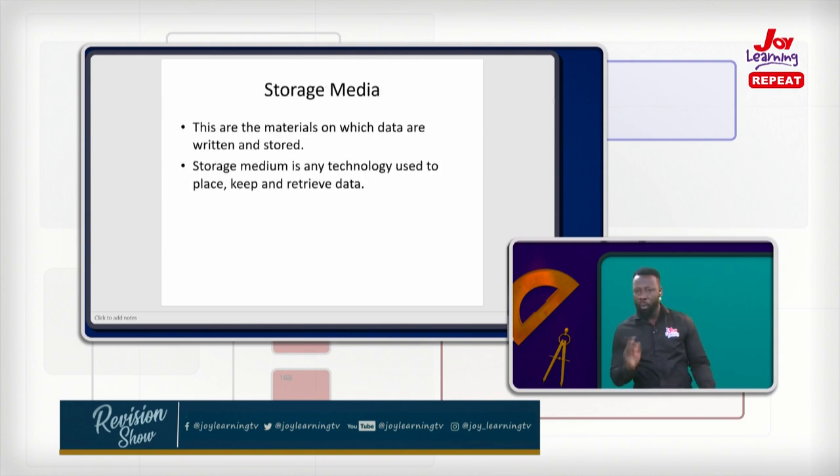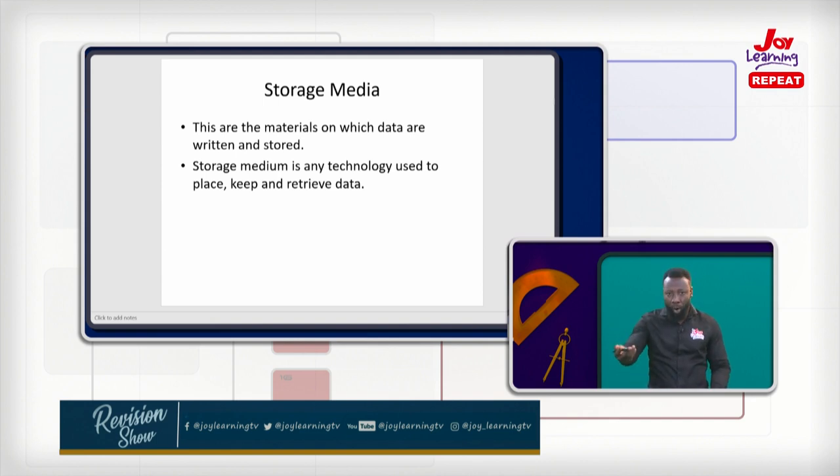Now, what is a storage media? Before we go to the internal and the external, what is a storage media? When we talk about storage media, there's a difference between a storage media, a storage medium, and a storage device. Some storage devices can perform the function of storage media. We say that storage media are materials on which data are written and stored.